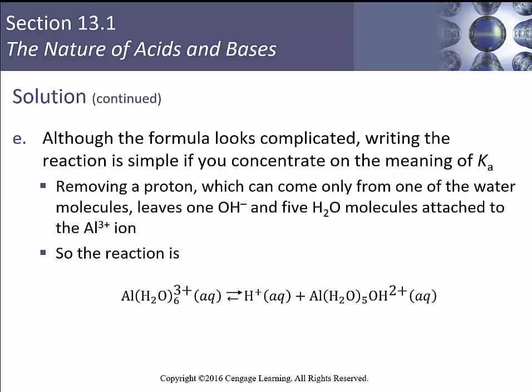Although the formula looks complicated, writing the reaction is simple if you concentrate on the meaning of what K is. By removing a proton, which can only come from one of the water molecules, that leaves behind one OH minus and 5 H2O molecules attached to the aluminum ion. Our reaction is going to be Al(H2O)6, because it's this hexahydrate 3 plus. We're going to take off one of these protons. This is the conjugate base part. There's our conjugate acid, and all of our other 5 waters stay the same.